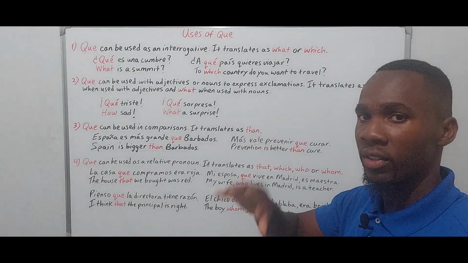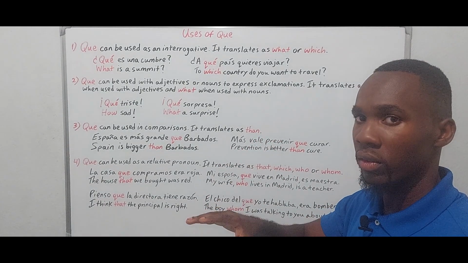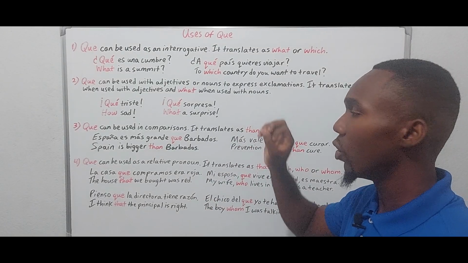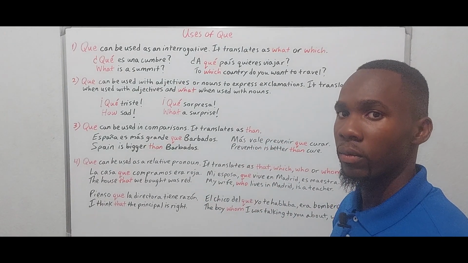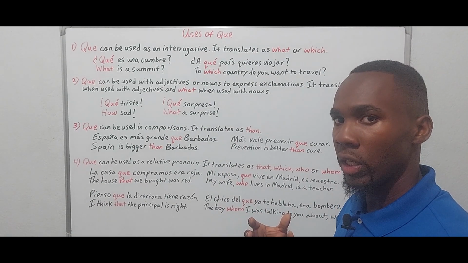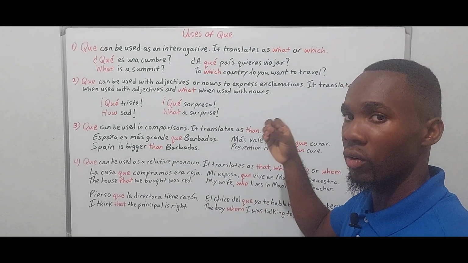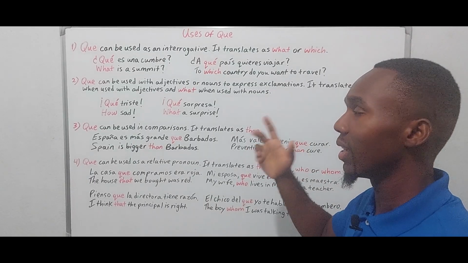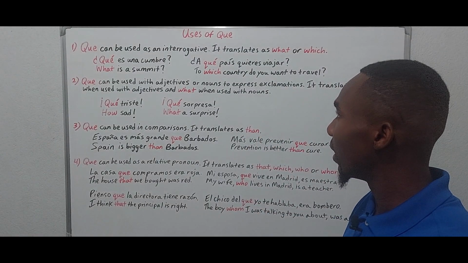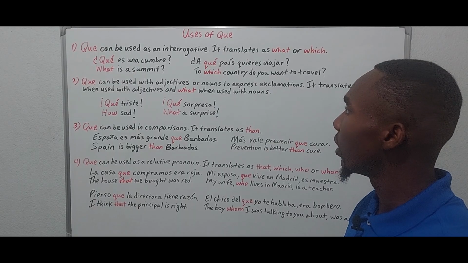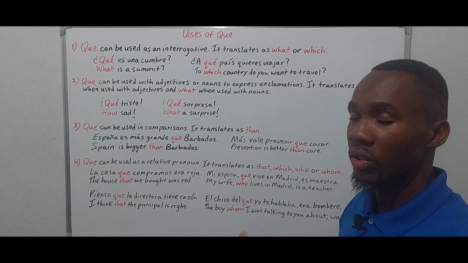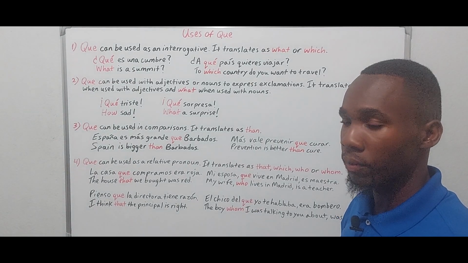So we're asking for specific information. What? Now, when we have options, right? Que translates as which if it is used before a noun. For example, ¿a qué país quieres viajar? To which country do you want to travel? Or which country do you want to travel to?